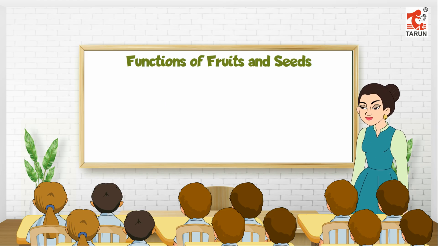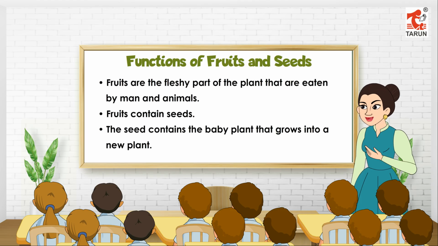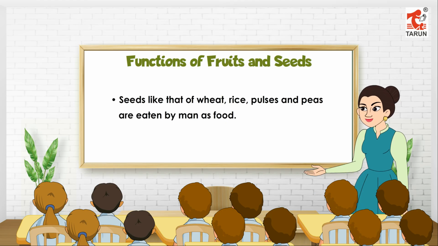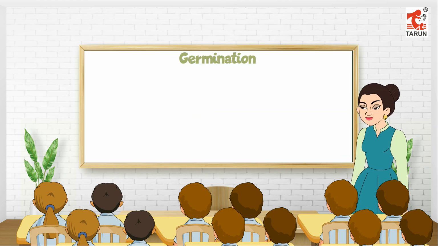Functions of fruits and seeds. Fruits are the fleshy part of the plant that are eaten by man and animals. Fruits contain seeds. The seed contains the baby plant that grows into a new plant. Seeds like those of wheat, rice, pulses and peas are eaten by man as food.